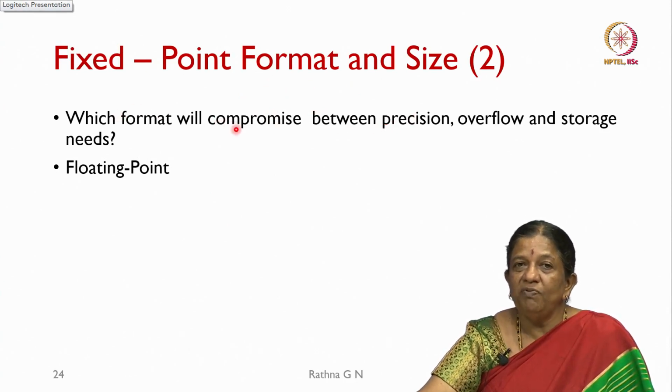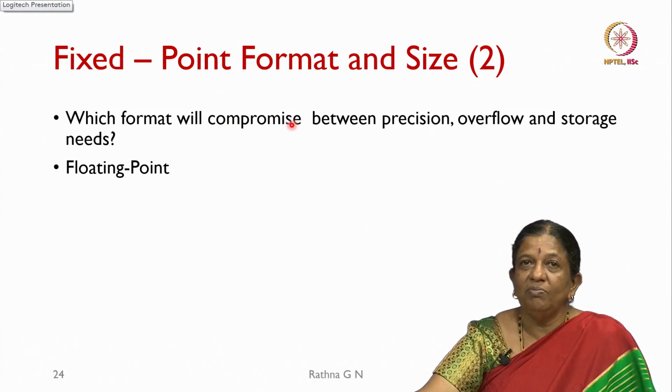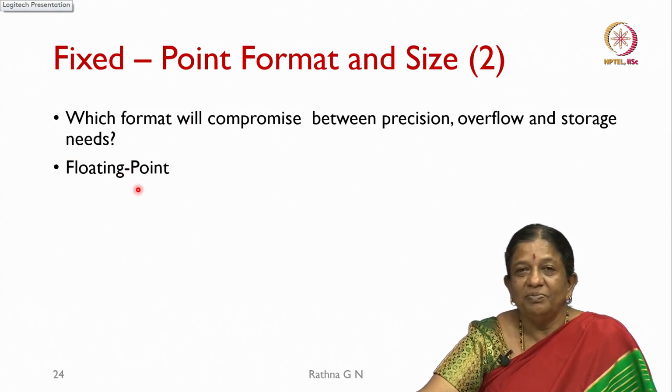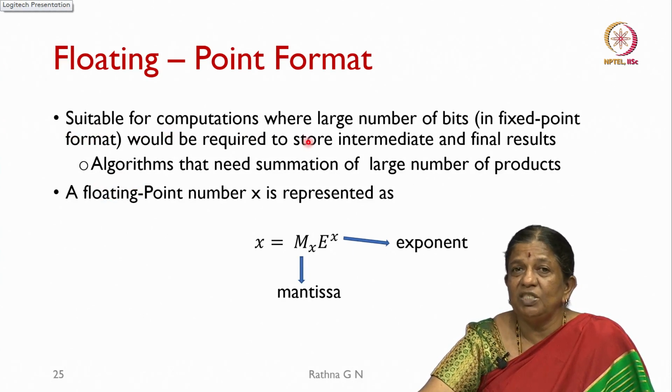So, which format will compromise between precision, overflow and storage needs? One method, we said, is to increase the number of bits. The other way of doing it is the floating point number, which will give me all this solution. So, how is it going to give me that? We will say it is suitable for computations where a large number of bits in fixed point format would be required to store intermediate and final results.